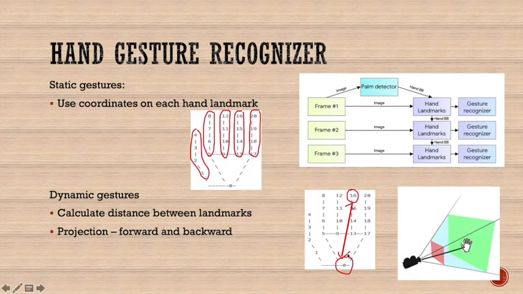Then the movement would be based on the projections. For instance, if the hands move closer to the camera, the distance of landmarks is increasing.